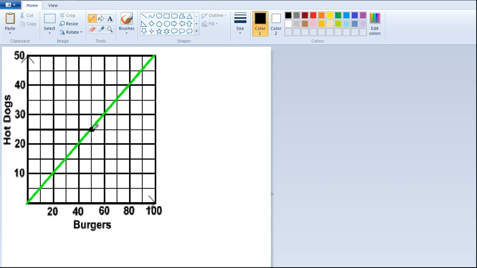Now we have to go from this point down to this x-axis to see how many burgers the restaurant sold, and we end up here. So what's the number? This is between 40 and 60. So 1 square is 10 on this axis, which means that we have 0, 10, 20, 30, 40, 50, 60. So this is 50. So the answer is 50 burgers.